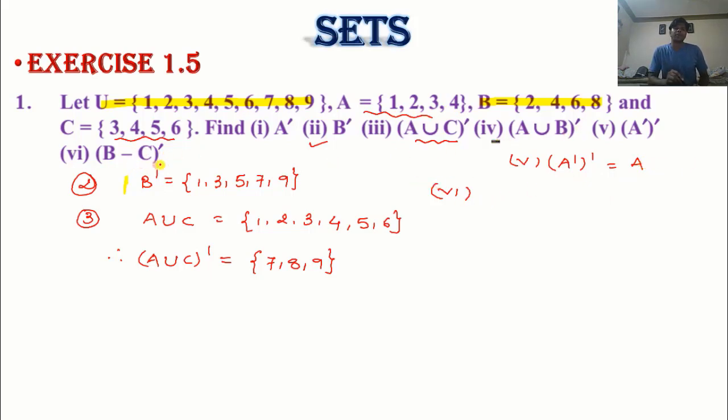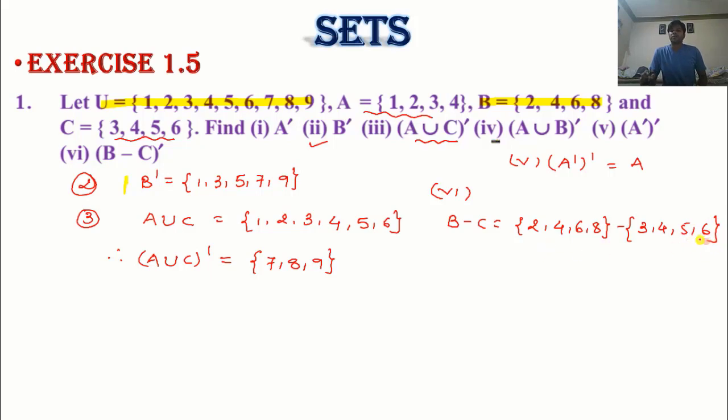Now for the sixth one, (B minus C) whole dash. Firstly obtain the bracket result. It means firstly you require B minus C. So B minus C, what is B? B is 2, 4, 6, 8. Minus C. C is 3, 4, 5, 6.